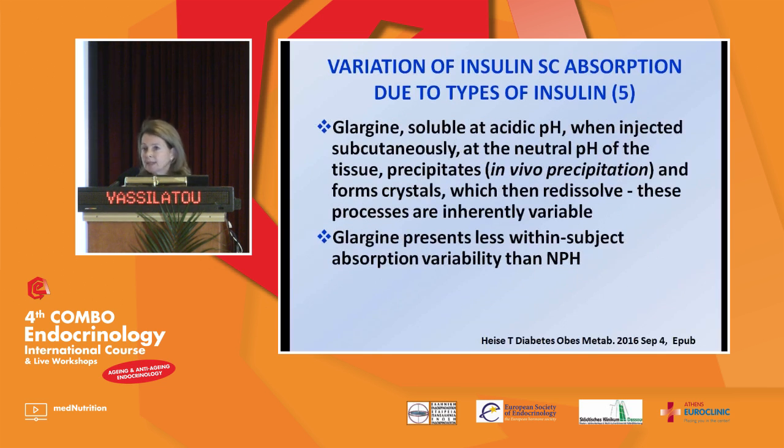Glargine, soluble at acidic pH, when injected subcutaneously at the neutral pH of the tissue, precipitates and forms crystals, which then redissolve, and these procedures are inherently variable. But glargine presents less within-subject absorption variability than NPH.